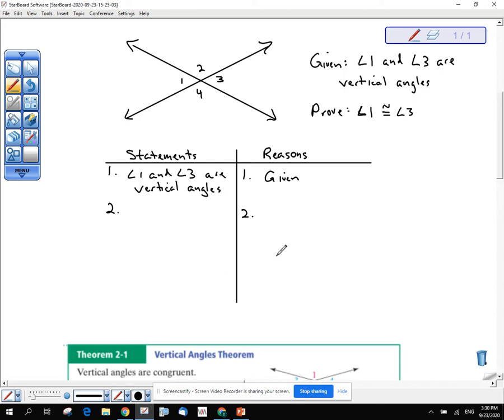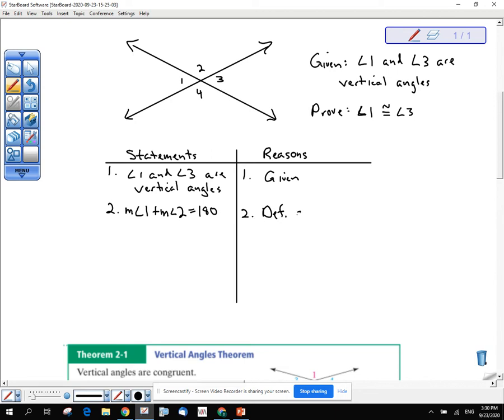What would we know? Well, we would know that 1 and 2 would add up to 180, right? They form a straight angle here. So we could say the measure of angle 1 plus the measure of angle 2 would be equal to 180. Okay? And that would be the definition of supplementary.